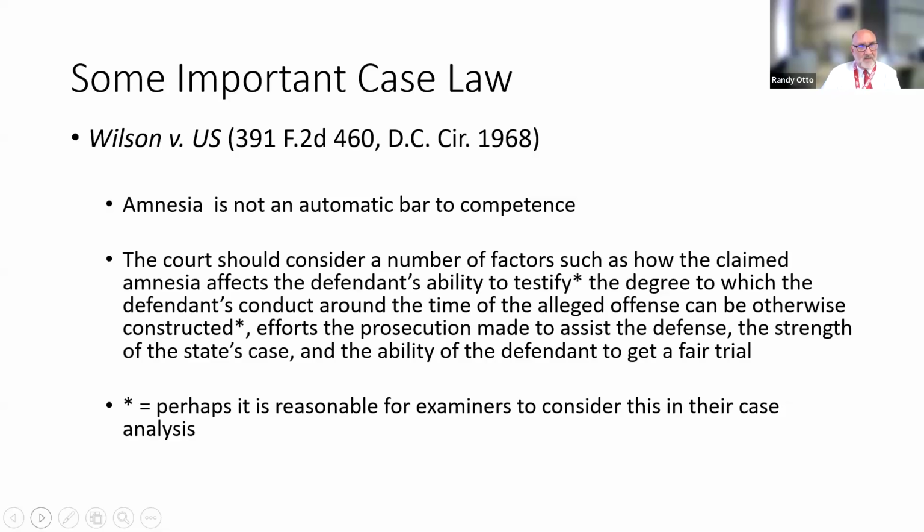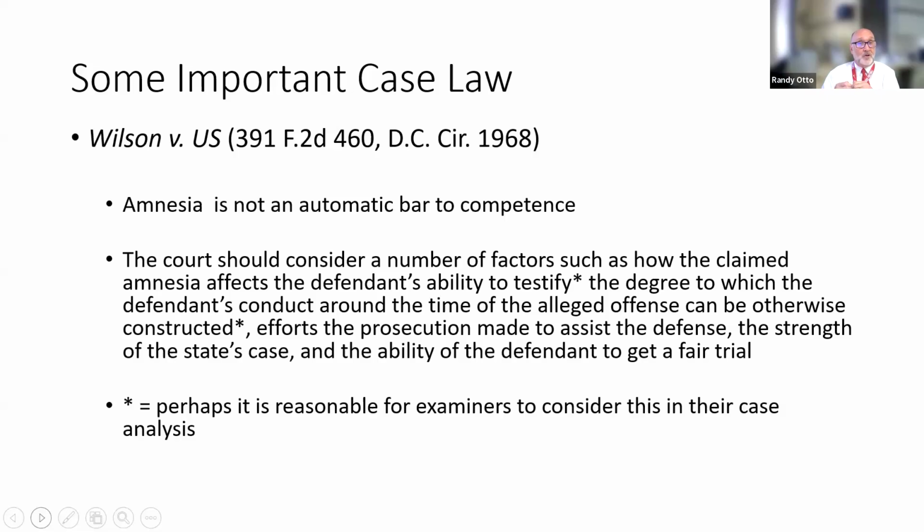And some people mistake that to mean that if you have amnesia, you're still competent. No, that's not what it is. Amnesia can form the basis for a finding of incompetence, but it's not an automatic finding of incompetence. That's what Wilson really stands for.